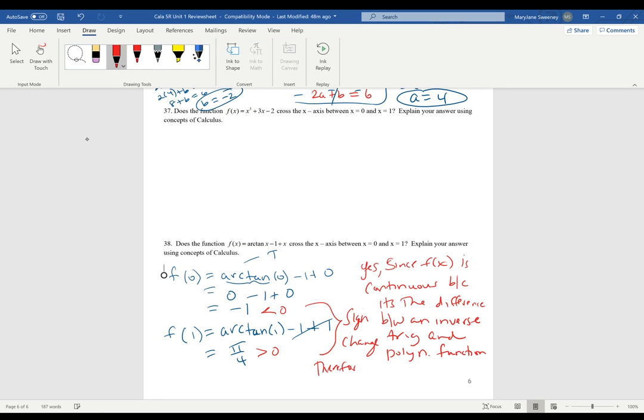Therefore, by IVT, so since we know it's continuous and there's that sign change from a negative y value to a positive y value, therefore by IVT, f of x has a 0 between x equals 0 and x equals 1. So somewhere between those x values, it has a y value that's 0. All right, that's it for the evens.